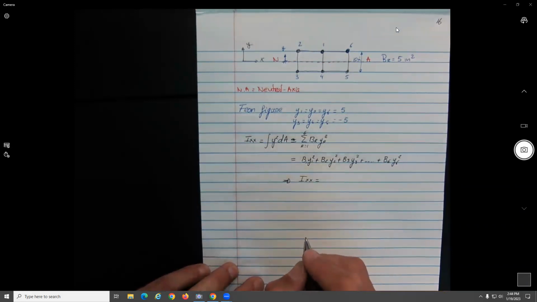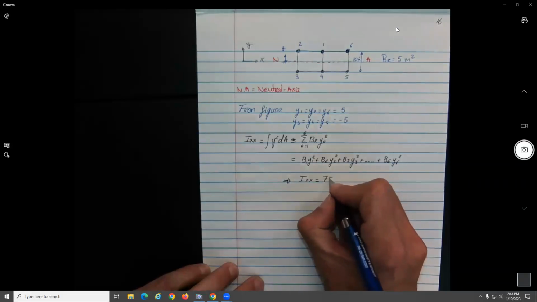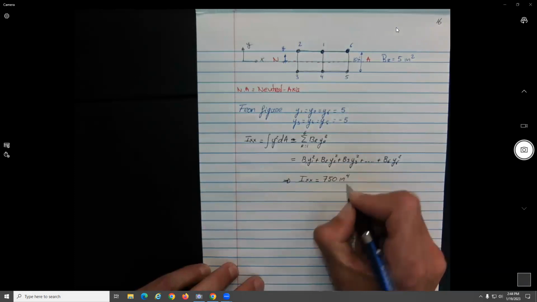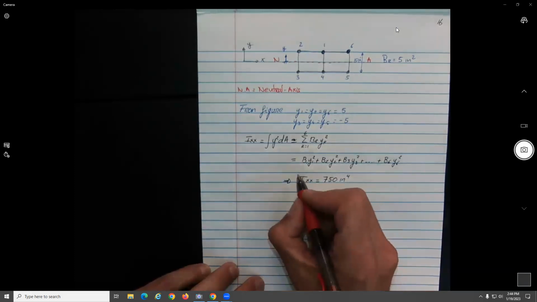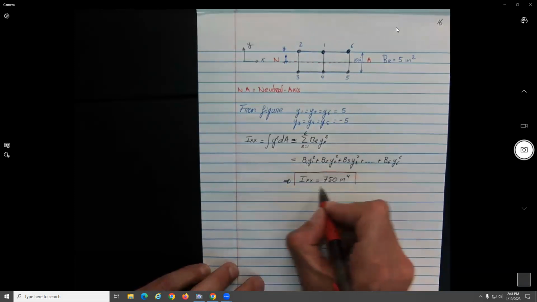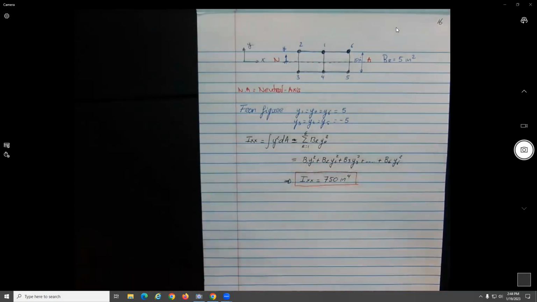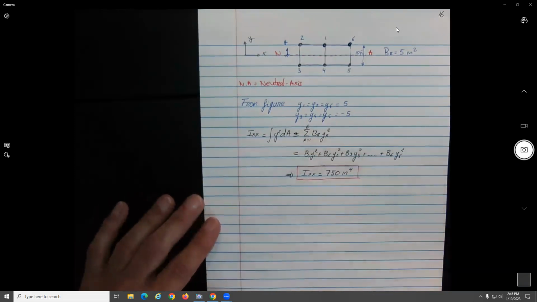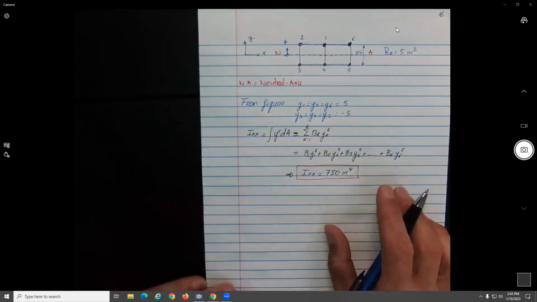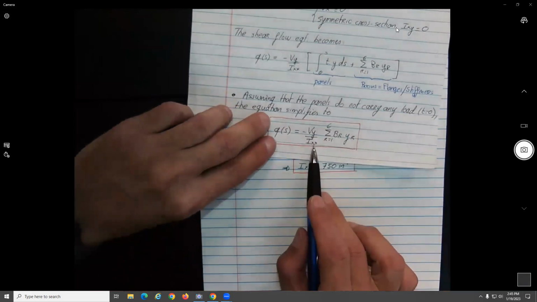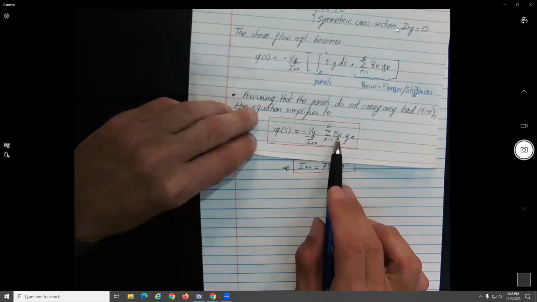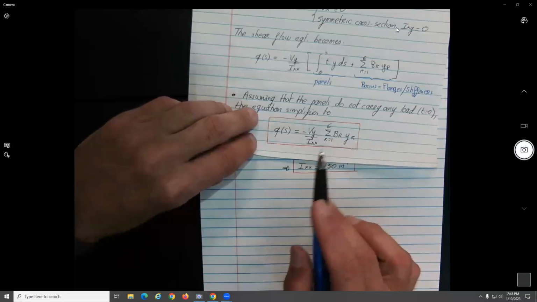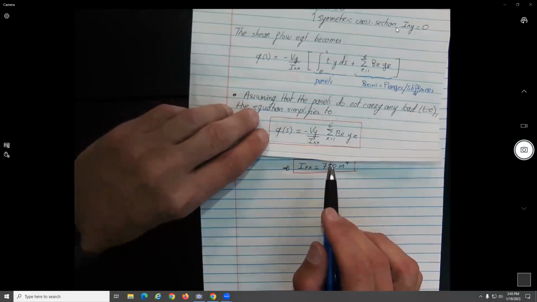And if you do that calculation, you have that the moment of inertia about the x-axis is equal to 750 inch to the fourth. I'm pretty sure you have done this before as well. Okay, so now we know Vy, we know Ixx, and starting from one point, we can start calculating Q12, Q23, Q45, Q56, and Q7.